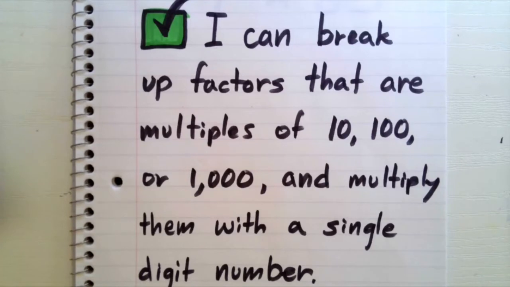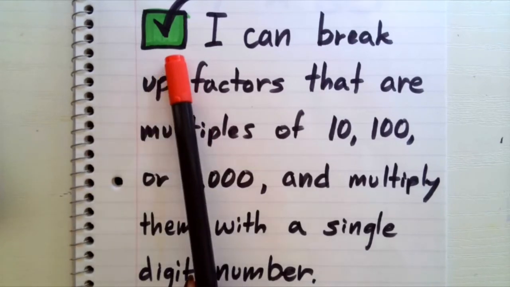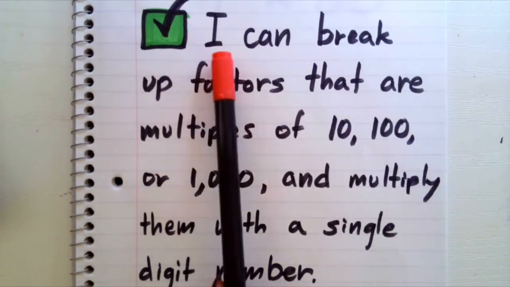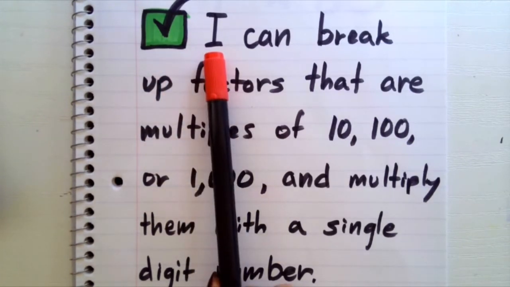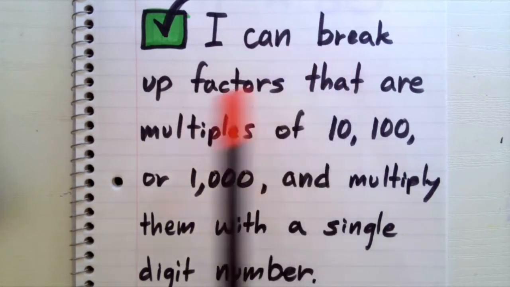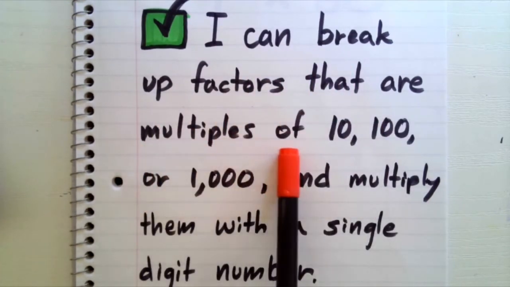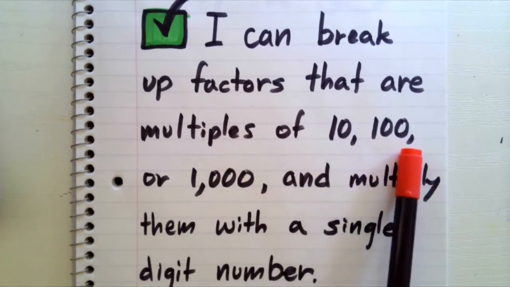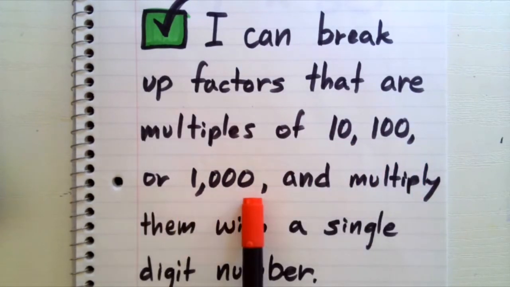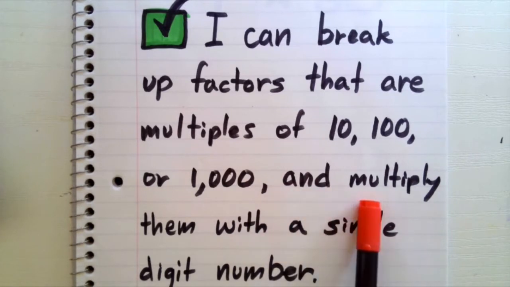How will we show our understanding of how this works? Let's read our success criteria together. Ready? Begin. I can break up factors that are multiples of 10, 100, or 1,000 and multiply them with a single digit number.